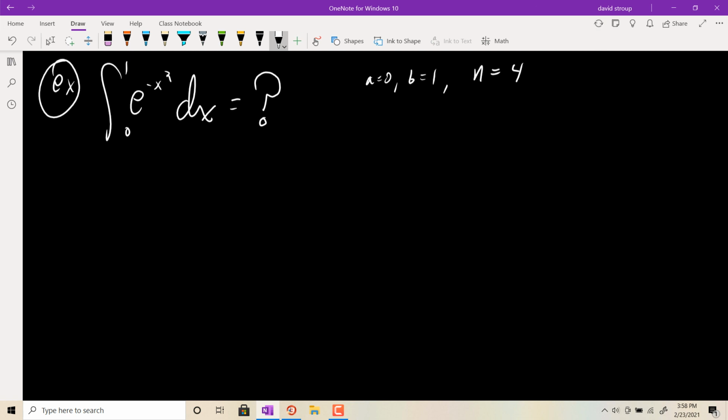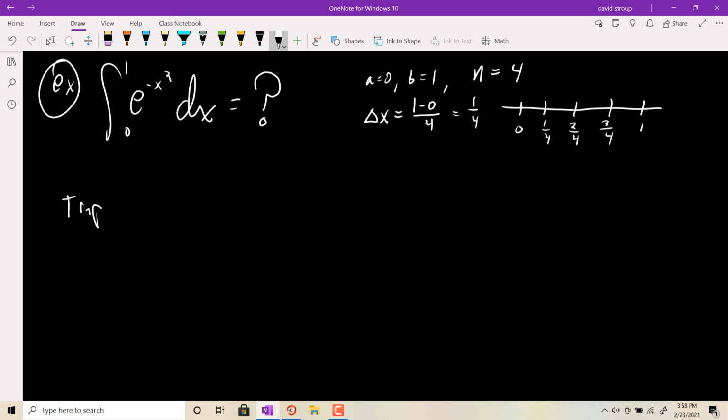What else? Change in x then will be B minus A all over 4. So that'll equal 1/4. If you want your interval, we're going from 0 to 1, and we're going by 1/4. So 1/4, 2/4, 3/4, 4/4. And I think that's all the information we really need to get through this. So let's do the trapezoid first.